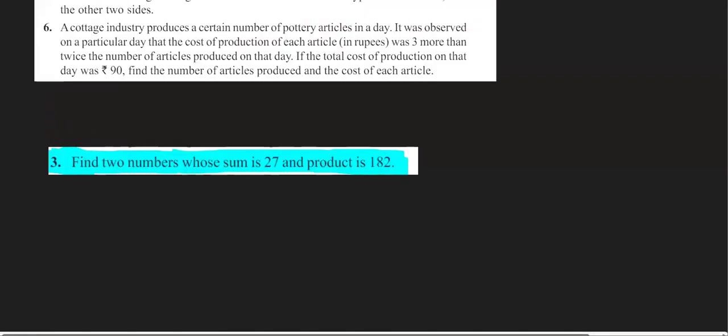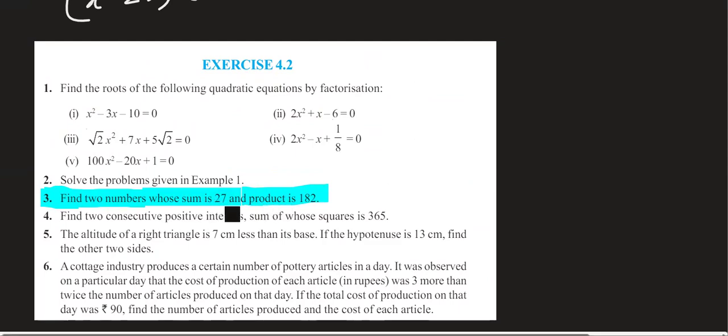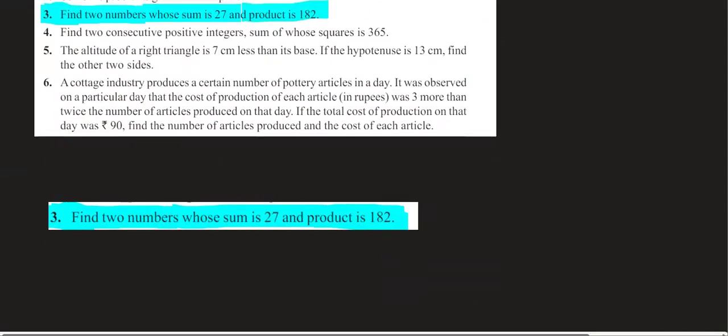So in today's class, we will solve question number 3 of exercise 4.2, class 10 NCERT book, okay? Now what's the question? Find two numbers whose sum is 27 and the product is 182, okay? It's a very easy question. So first, let's write what is given in this question.